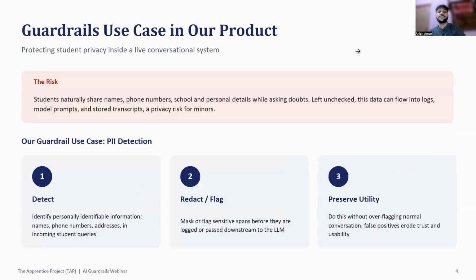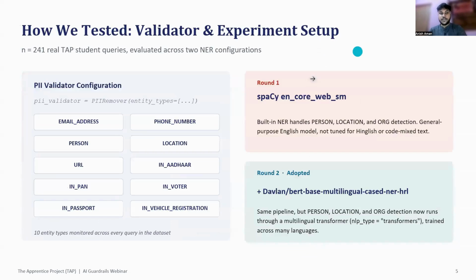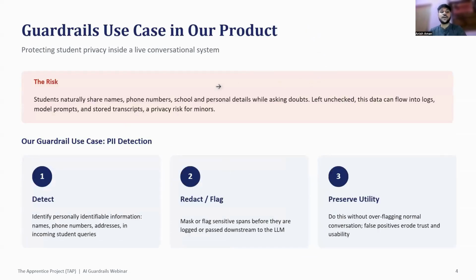So what is the risk involved? We know that students' data is a privacy concern, and their sensitive information is our privacy concern. Students can naturally share their names, phone numbers, schools or any personal detail. Also, in case of mild frustration, they can use abusive language, or toxic things, or ask out of context questions from the bot, which are not of relevance.